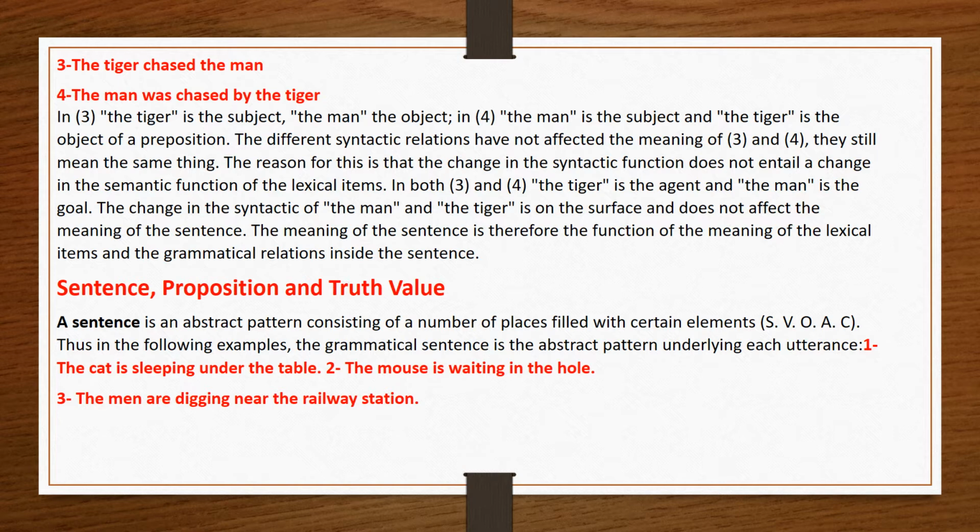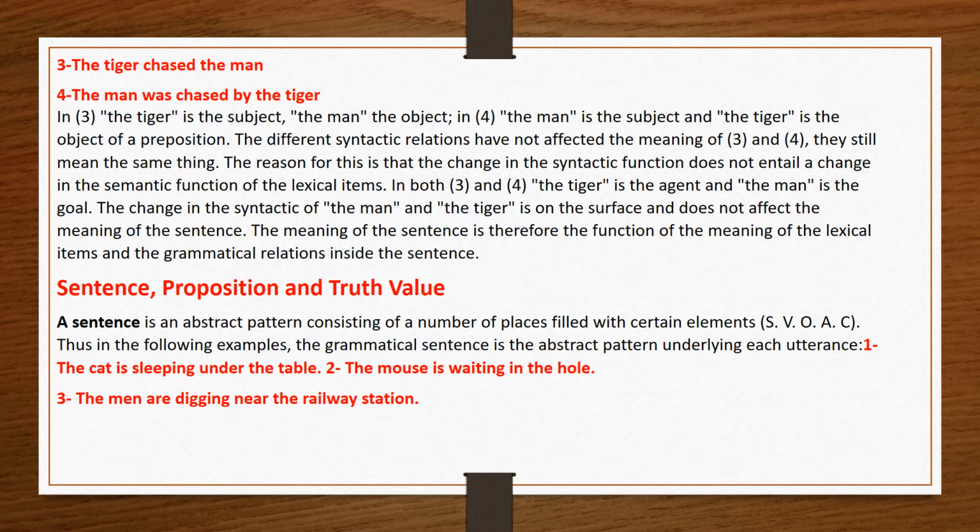The reason for this is that a change in syntactic function doesn't entail a change in the semantic function of lexical items. In both number 3 and 4, the tiger is the agent and the man is the goal. The change in the syntactic function of the man and the tiger on the surface doesn't affect the meaning of the sentence. The meaning of the sentence therefore depends on the meaning of the lexical items and the grammatical relations inside the sentence.